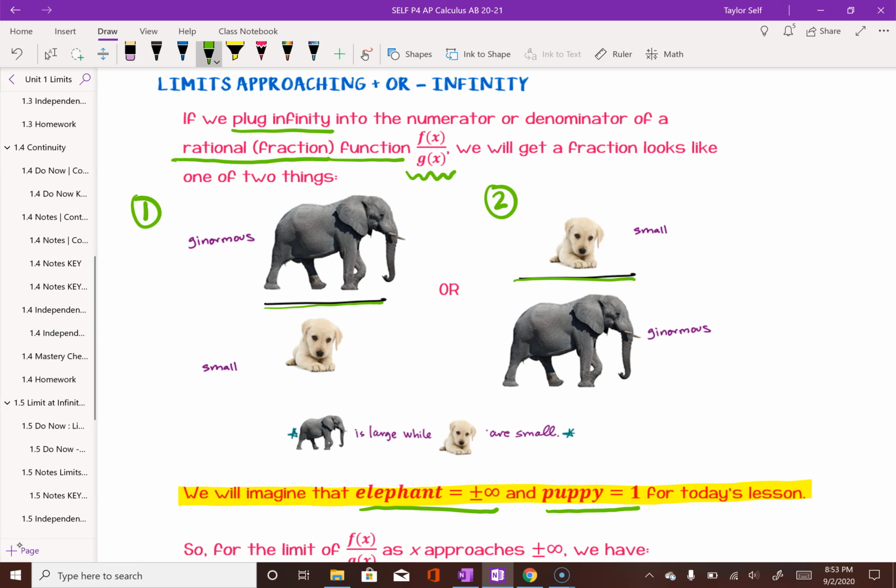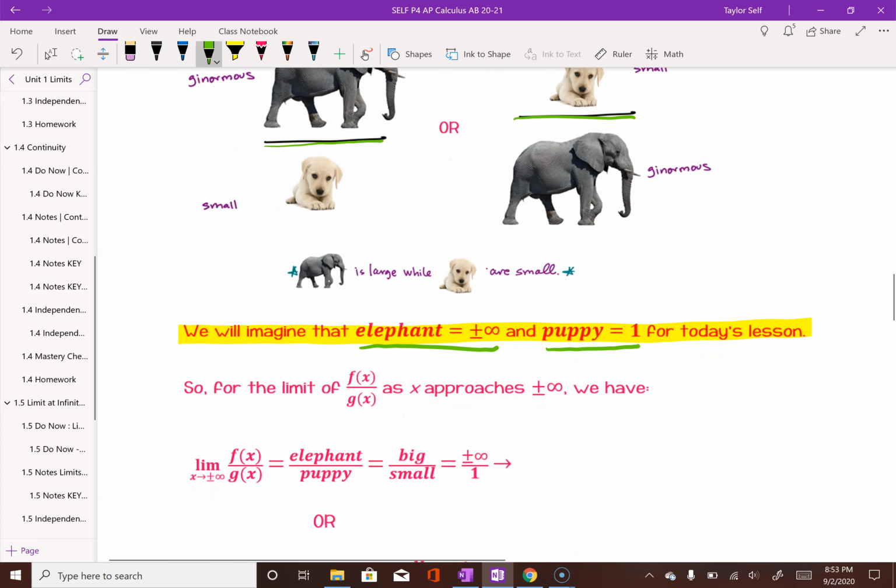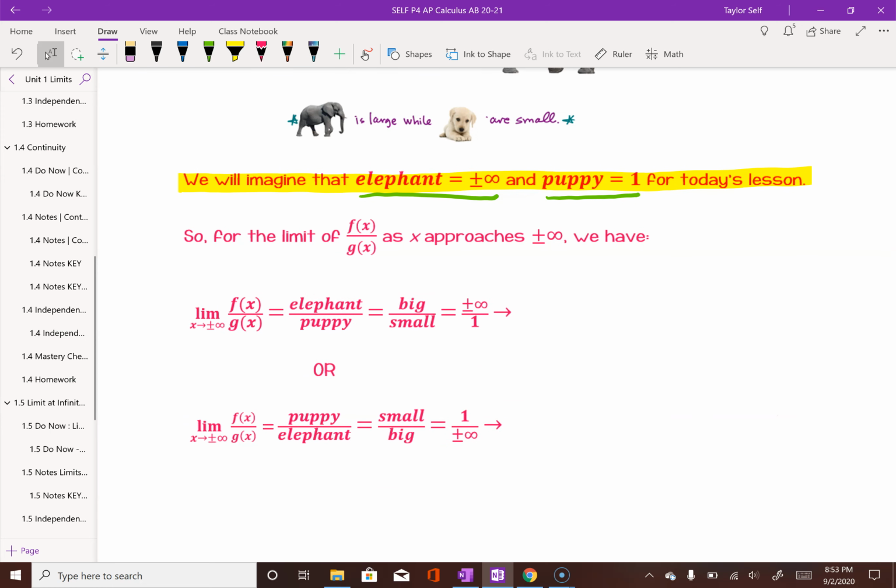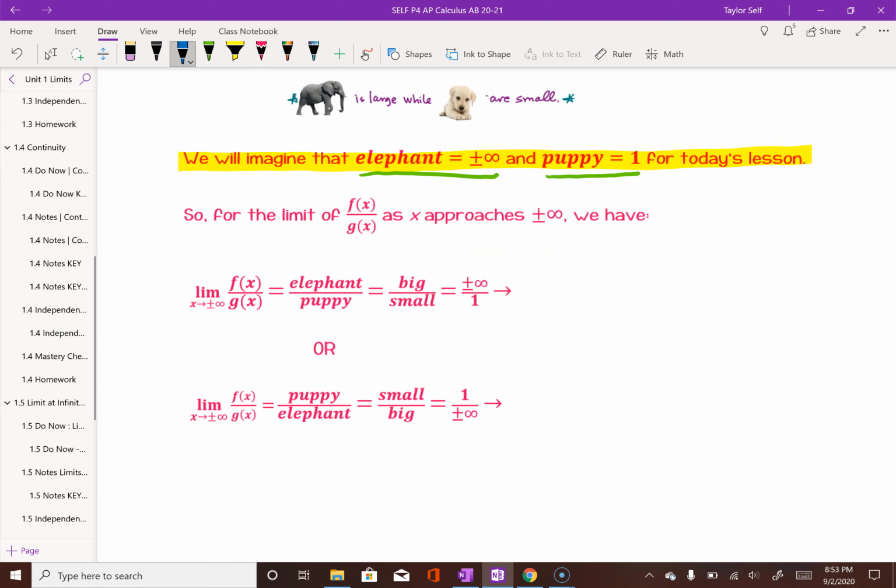You're going to get either big over small or small over big. And let's see an example so that makes more sense. Okay, actually, let's really quick summarize that. So for the limit of f of x over g of x as x approaches positive or negative infinity, I want you to write this down, all of this. This is important. We have the limit as x approaches positive or negative infinity of f of x over g of x will either equal elephant over puppy, or it'll equal puppy over elephant. Elephants are big, puppies are small, so that's the same as big over small, which is the same as plus or minus infinity over 1.